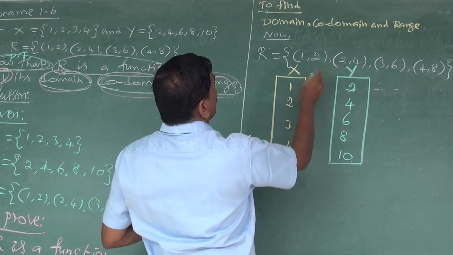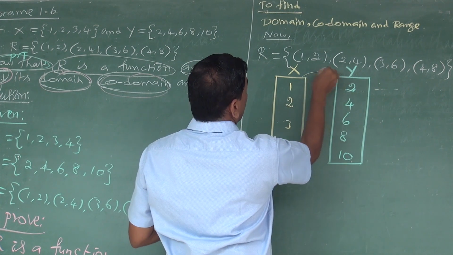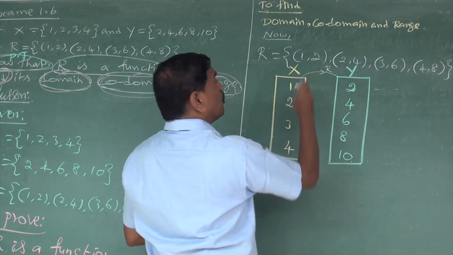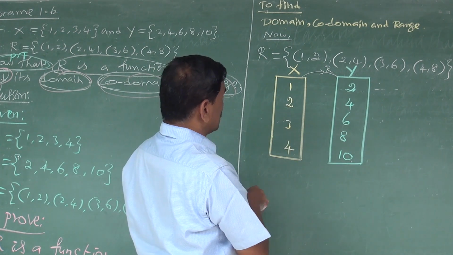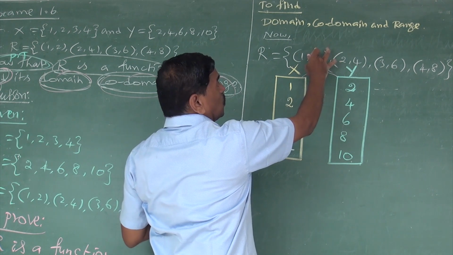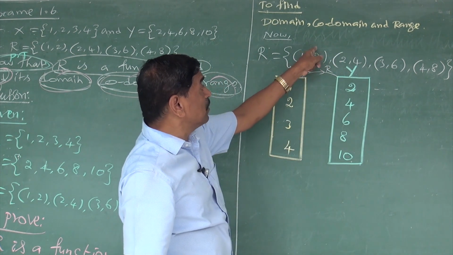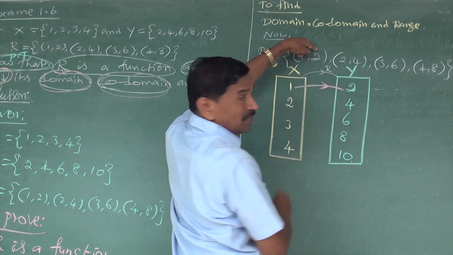Now, which is a relation? R is a relation. Okay. Here, R is a relation. We want to prove R is a function. Now, we want to map. See, how to map? Listen. Here, 1 is related to 2, which means 1's image is 2. So, 1's image is 2. Okay.